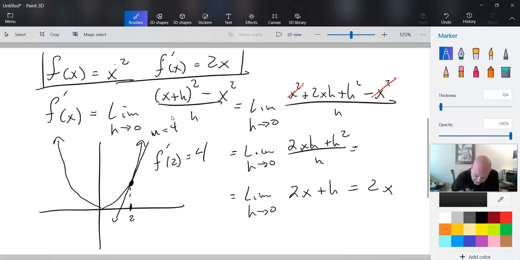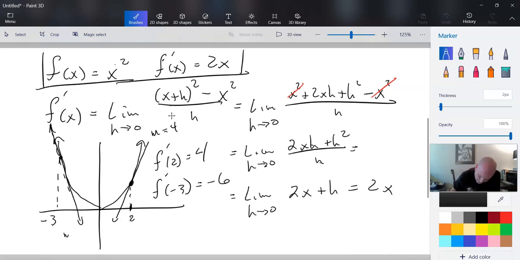If I want to know the slope of the tangent at another point, like, I don't know, let's just pick -3. Let's say I wanted the slope at -3. Well, f prime of -3 is -6. And it turns out that the slope right here at this point, m equals -6. And so basically this gives us a convenient way to map out the slope of an entire function at every single point.